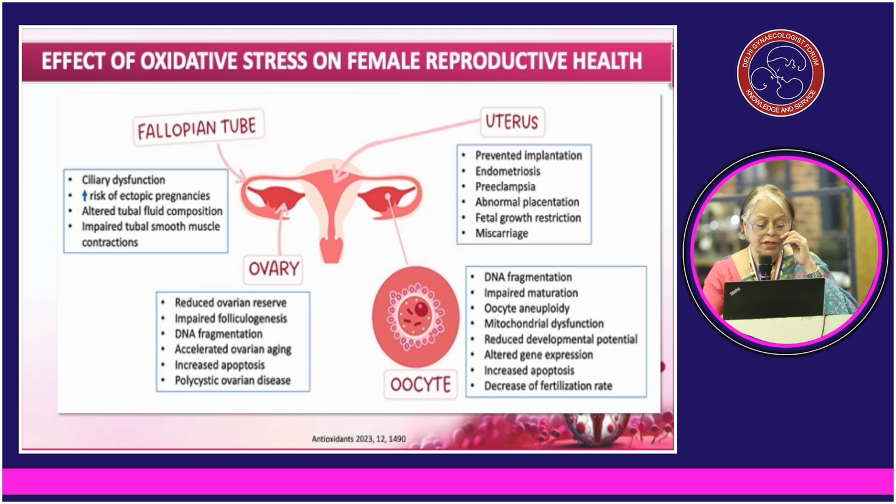Coming to the ovaries, there is reduced ovarian reserve, impaired folliculogenesis, DNA fragmentation, polycystic ovarian disease, accelerated ovarian aging. So all in all, there are different reasons, but the baseline is oxidative stress. Coming to the oocyte, increased DNA fragmentation, impaired maturation, aneuploidy, mitochondrial dysfunction, and decreased fertilization rates.